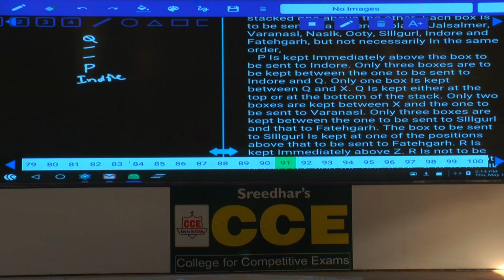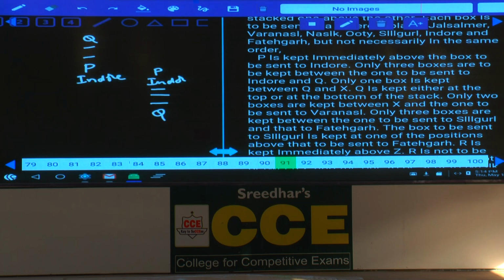And what is the other possibility here? Indore is here and P is above it. Then 3 boxes between Indore and Q, 1, 2, 3, and this will be Q. Are you following this one or not? There are 2 possibilities: either Q is above Indore or below Indore. And only 3 boxes are to be kept between the boxes sent to Indore and Q, exactly 3. Done with this?